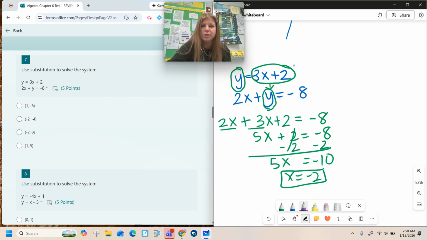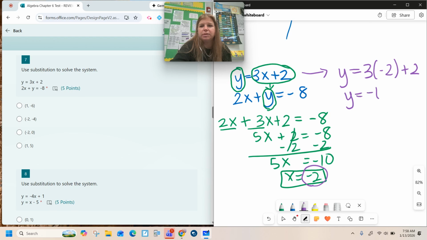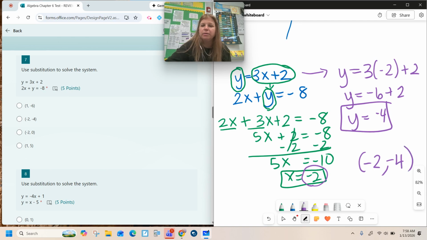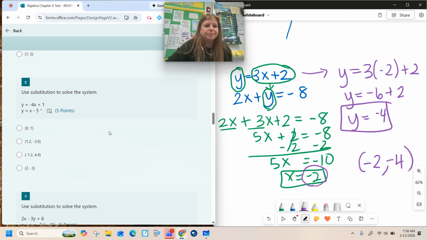I can technically choose either one of these blue equations. If I'm going to solve for y, though, the easiest thing is to choose the equation that's already in y equals form. So if I grab y equals 3x plus 2, I'm going to plug in that negative 2 for x, and then simplify. 3 times negative 2 is negative 6, and negative 6 plus 2 is negative 4. And so my solution is my x value, then y value. And there you have it: negative 2, negative 4.